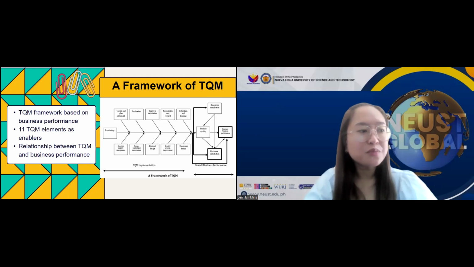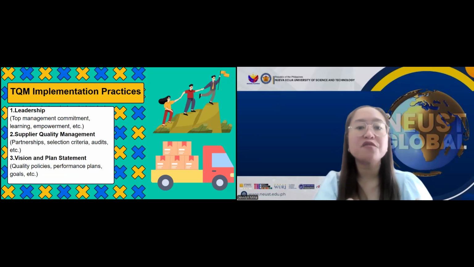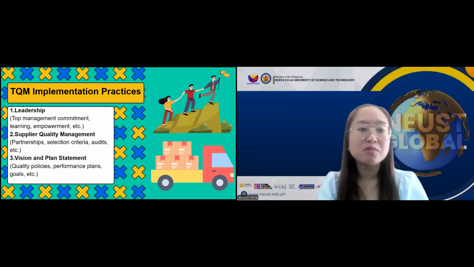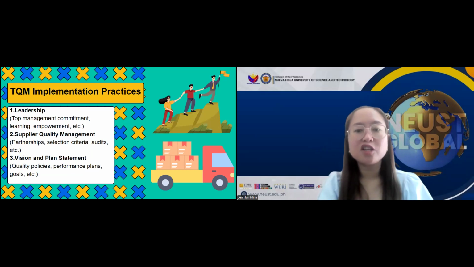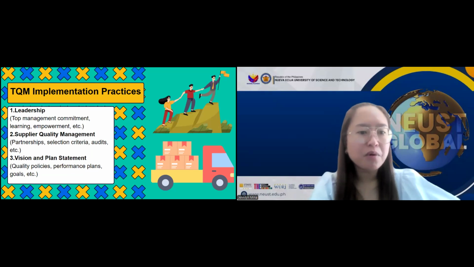Let's proceed to the total quality management implementation practices. Implementing total quality management involves adopting specific practices under each of the 11 total quality management elements. These are the examples for the first, the leadership in total quality management. Leadership ensures the top management actively promotes quality. They participate in improvement efforts.